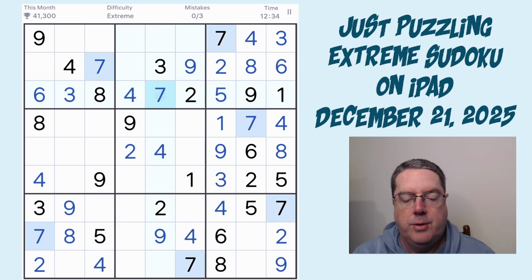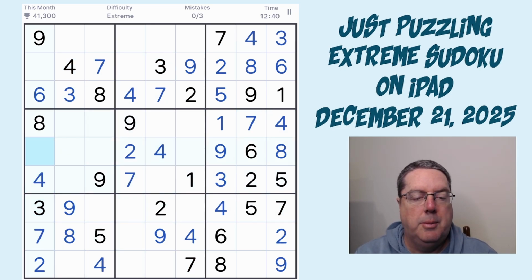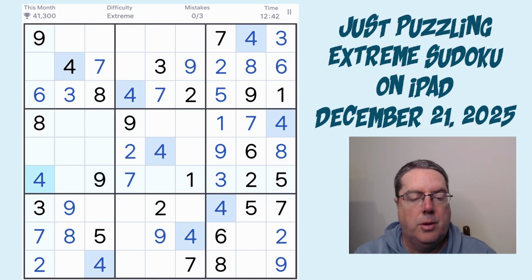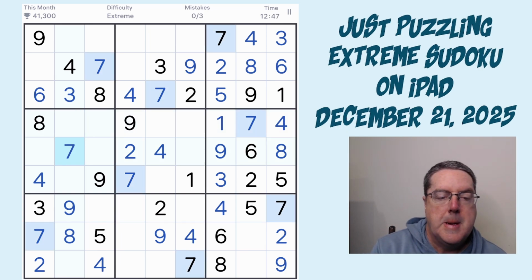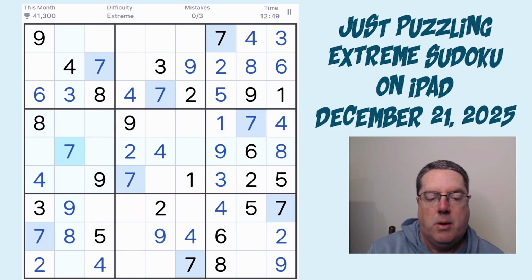Finishing off this row with a 7. 7 comes down here, 7 comes up here, so that's a 7 there. 7 comes up here, 7 comes down here, across here and across here, so that's a 7 there. Okay, still 1, 5.